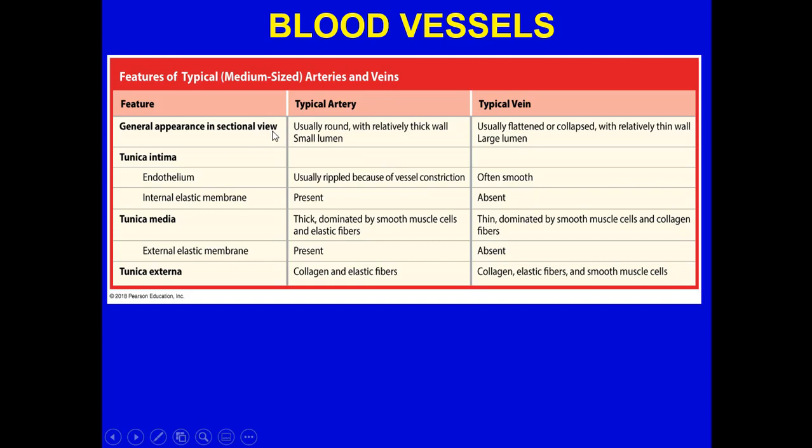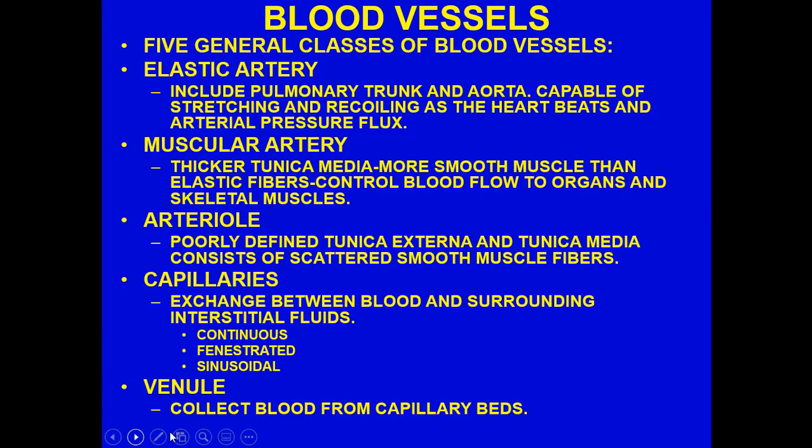Keep in mind the general appearance. A typical artery is usually round with a relatively thick wall. It's going to have a smaller lumen because that wall thickness is taking up some of the space. A typical vein looks somewhat flattened or collapsed, in part because it really can't hold up a round shape on its own. It has a relatively thin wall and also a large lumen.